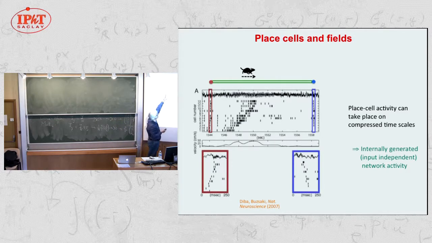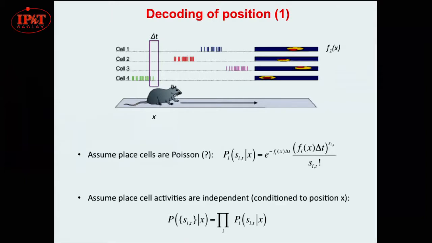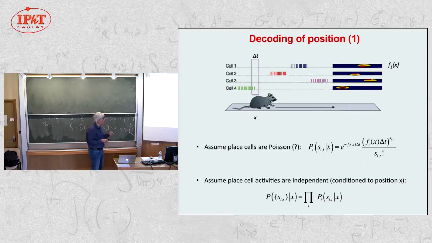If these cells are active, then it's in the middle of the track. So a lot of people have been doing decoding of position based on these ideas. I will need that in the following, so let me just explain how it works. And this is very simple decoding using the neural activity.